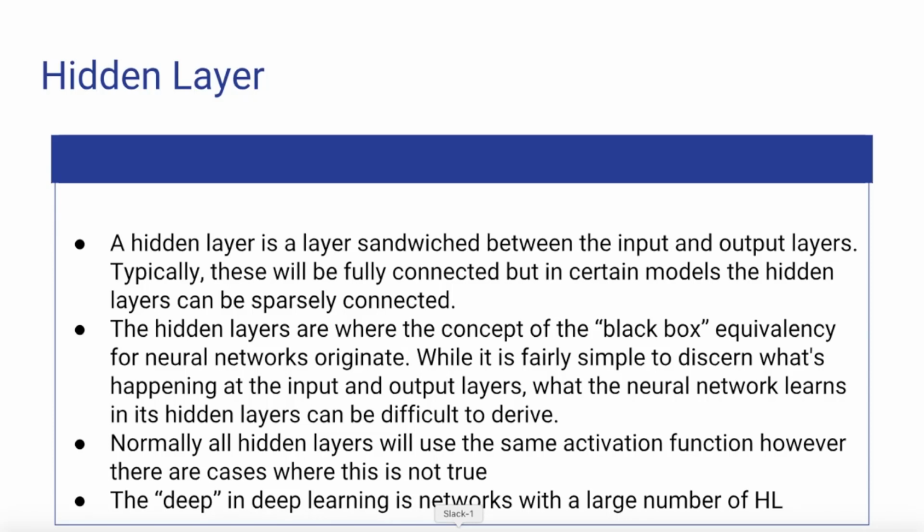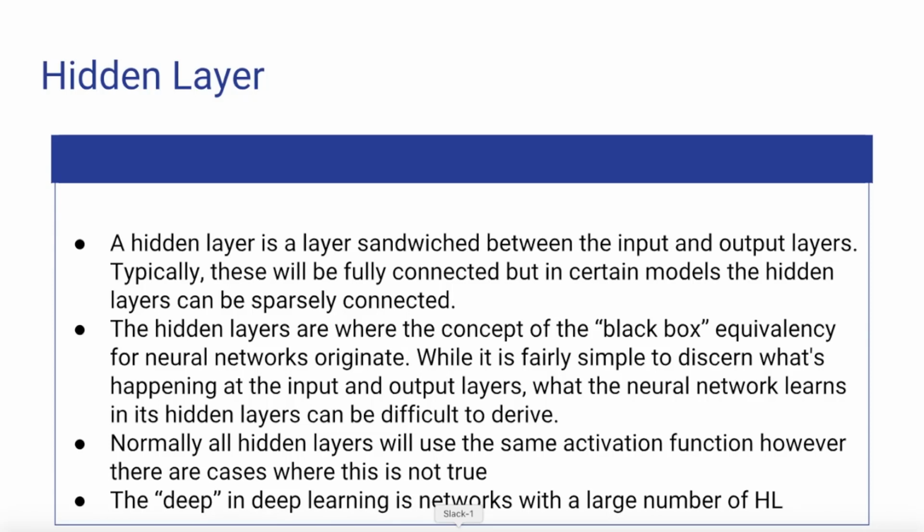And the hidden layers are where the concept of the black box comes from. I'm sure you've heard that neural networks are essentially black boxes. That's not entirely true, but for the most part, we can say it's trivially true. It's very difficult to derive what's actually going on in those hidden layers. It's very simple to see what's going on at the input, pretty simple to see what's going on at the output. But the magic that happens in between is a major open problem in machine learning.